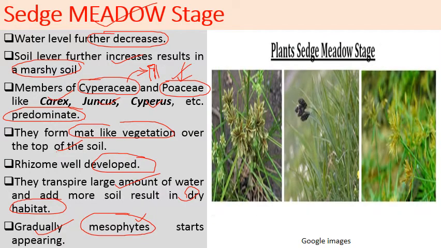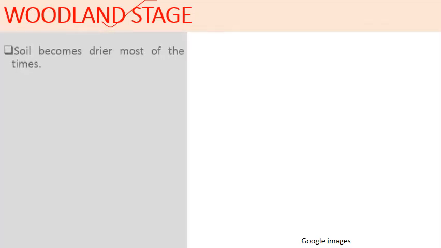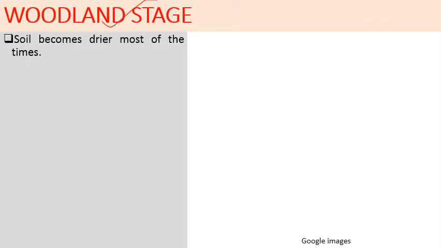So plants of sedge meadow stage, these are some grasses like cypress and other grasses which are present in the sedge meadow stage. Next is woodland stage. It is followed by the sedge meadow stage. Due to transpiration by these grasses, soil becomes drier.